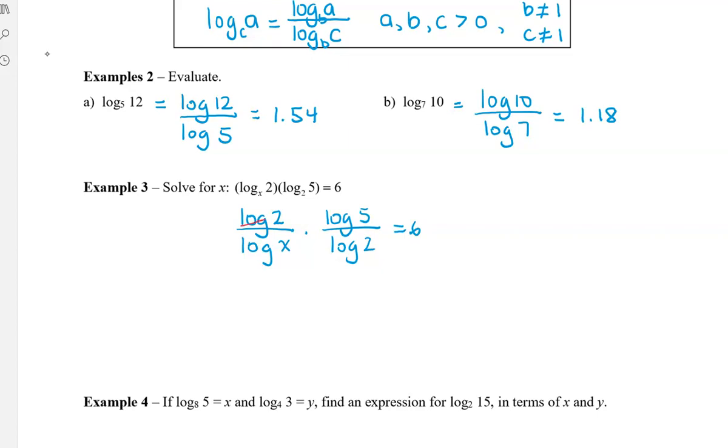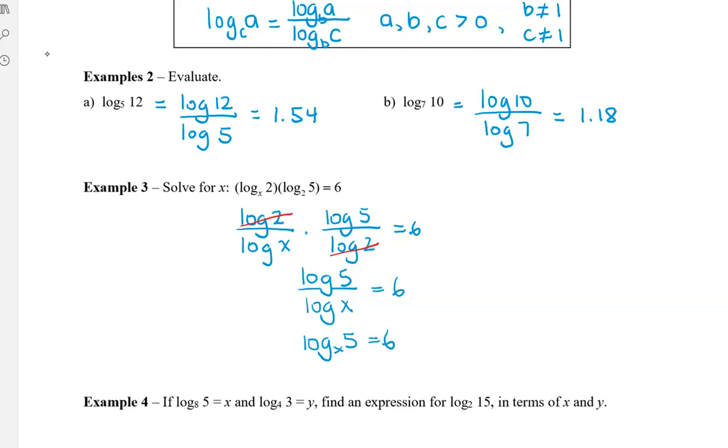So I can cross off my log 2's because there's one in the numerator, one in the denominator. So now I have log 5 divided by log x equals 6. Now I'm going to use the change of base property back to rewrite this as log 5 with a base x equal to 6.